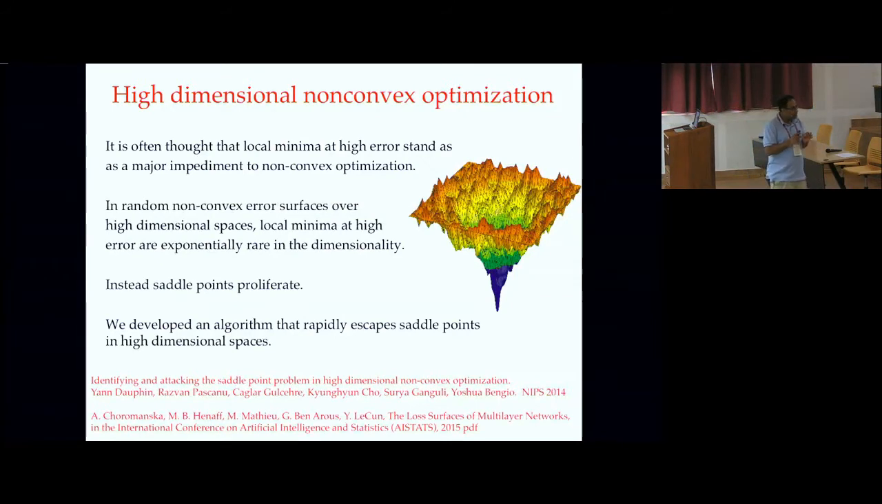But we know that our intuition about functions derived from living and moving within a low-dimensional world is woefully inadequate for thinking about the geometry of functions in high-dimensional space. It turns out that for random non-convex error surfaces over high-dimensional spaces, local minima at high error turn out to be exponentially rare in the dimensionality of the domain. Okay? Instead, saddle points proliferate. And so we developed an algorithm that rapidly escapes saddle points.